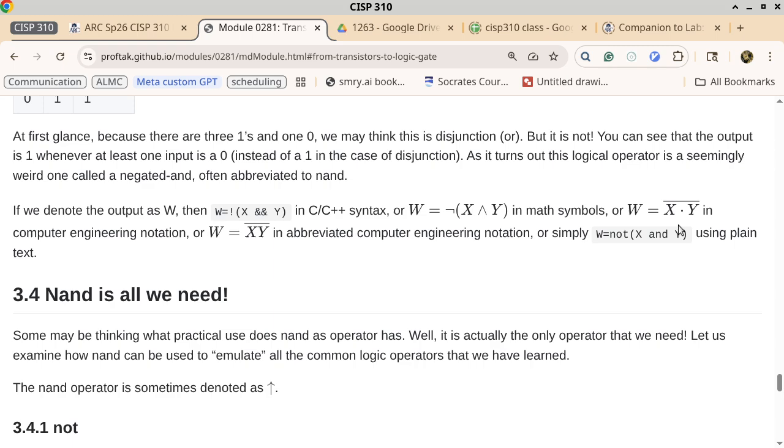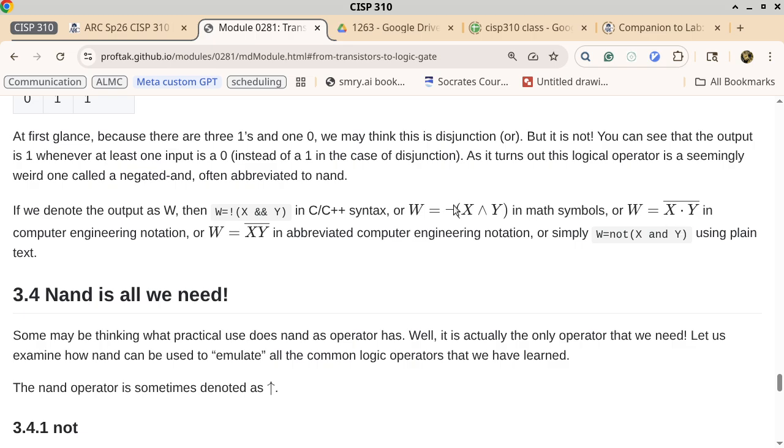So right here, I'm describing the NAND gate. If W is the output and X and Y are the inputs, then W is the logical NOT of the conjunction between the two input pins. That's also what we talked about on Tuesday.